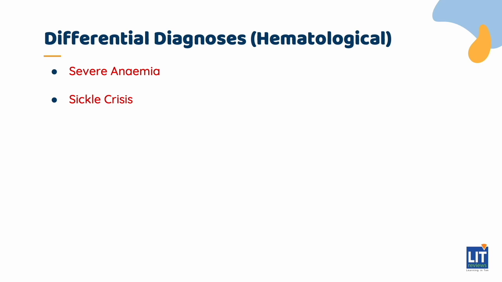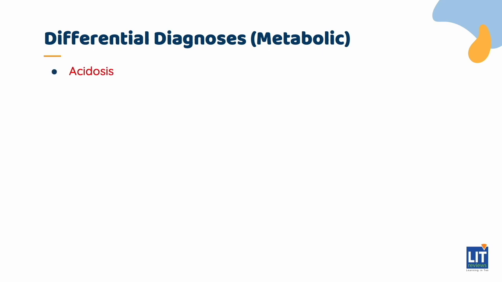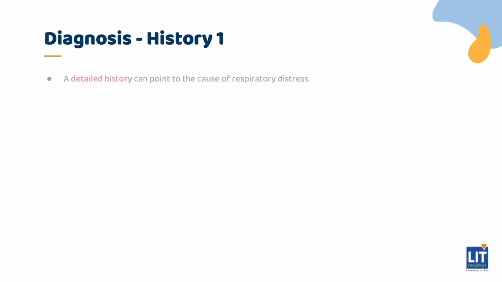Hypoventilation due to neurological insults, abdominal trauma, distension, and aspiration of gastric contents can result in respiratory compromise. Metabolic causes such as acidosis, hyperparathyroidism, and hyperammonemia can result in respiratory distress. A detailed history can point to the cause of respiratory distress.